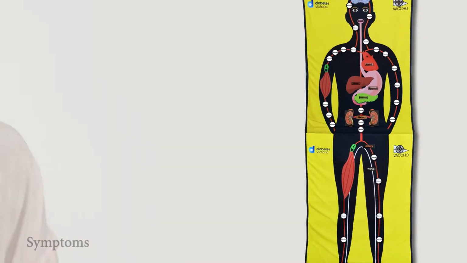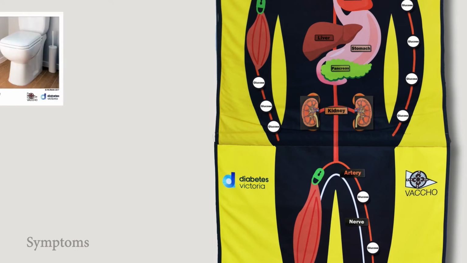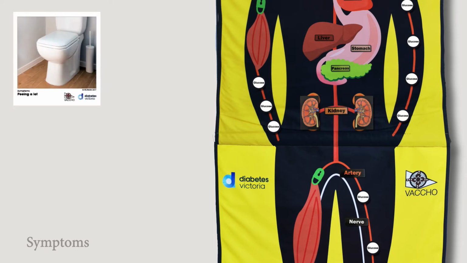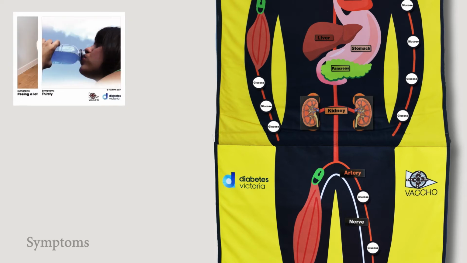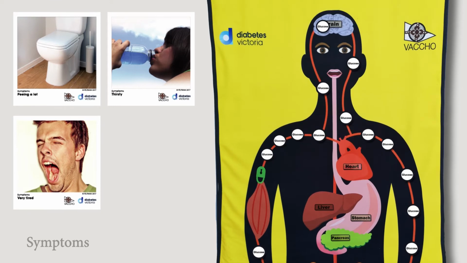You can use the Feltman cards to talk about the symptoms of diabetes. The body tries to reduce the glucose in the blood by flushing the excess glucose out in the urine with extra fluid. The body is left dehydrated and a person feels thirsty. The muscles start to feel tired and weak because they are not getting the glucose they need for energy. These symptoms are sometimes known as the 3 T's: toilet, thirst, and tiredness.